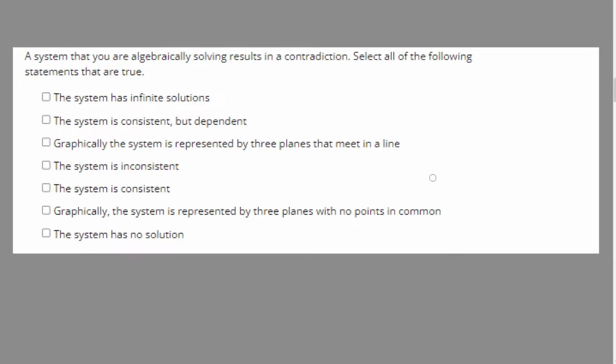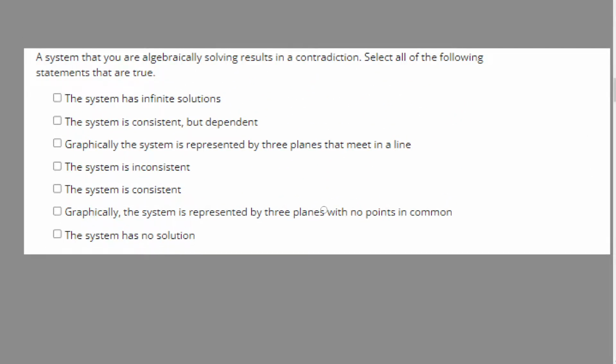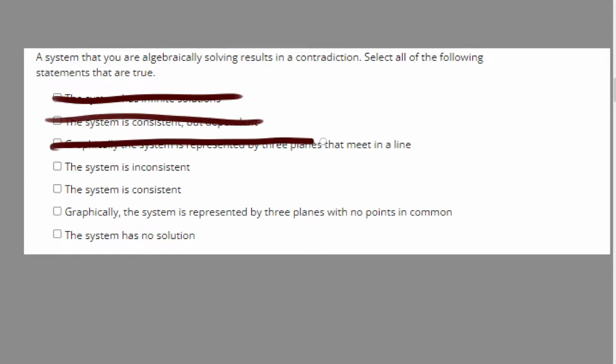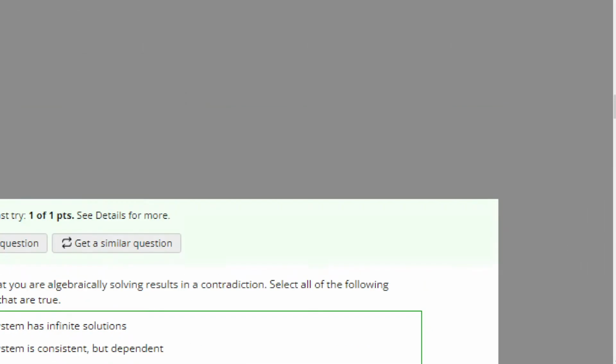A system that you're algebraically solving results in a contradiction. Select all the following statements that are true. The system has infinite solutions. Nope, that's not it because it doesn't have any because it's a contradiction, right? It's not consistent or dependent. The system is represented by 3 planes that meet in a line. No, the system is going to be inconsistent. It's not going to be consistent, and it's going to be represented by 3 planes that have no points in common, and the system also has no solution. And that checks out. If you remember, contradictions have 3 parallel lines, basically, lines that will never intersect.